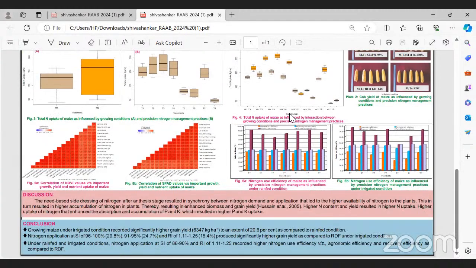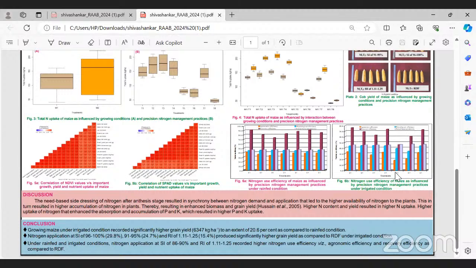And coming to the nitrogen use efficiency, significantly higher nitrogen use efficiency was obtained under the T4 treatment, that is application of nitrogen at response index of 1.11 to 1.25 using GreenSeeker, and among the SPAD based treatments, sufficiency index of 86 to 90% recorded higher nitrogen use efficiency as compared to the rest of the treatments. Coming to the correlations, all the growth parameters and yield parameters were significantly and positively correlated with the SPAD values as well as NDVI values taken during the growth period.